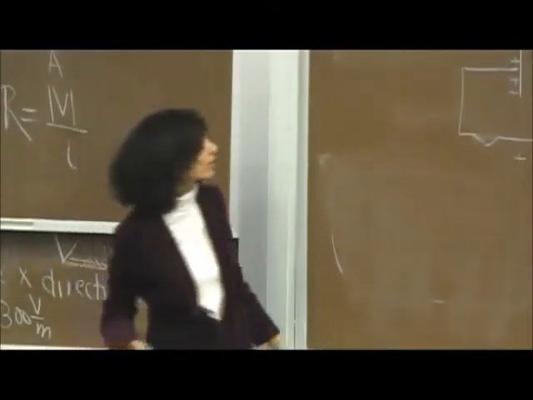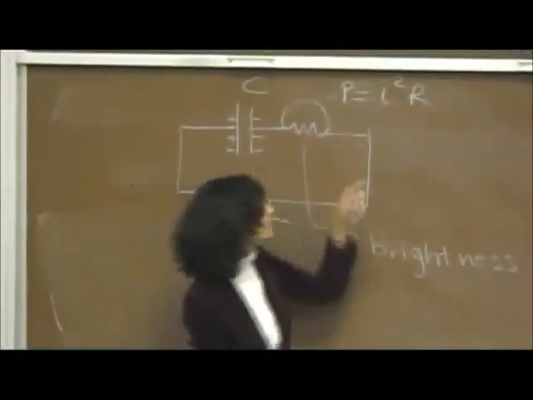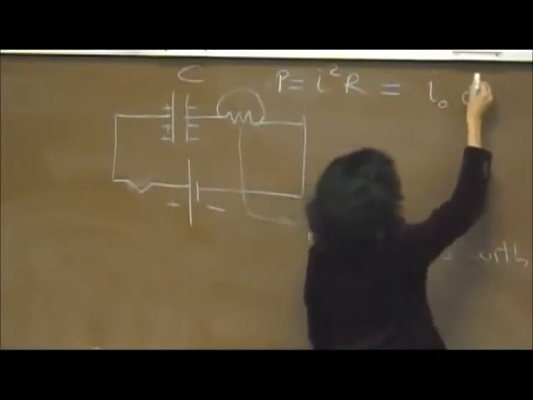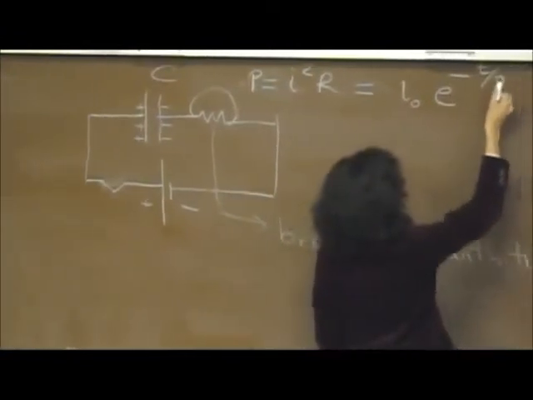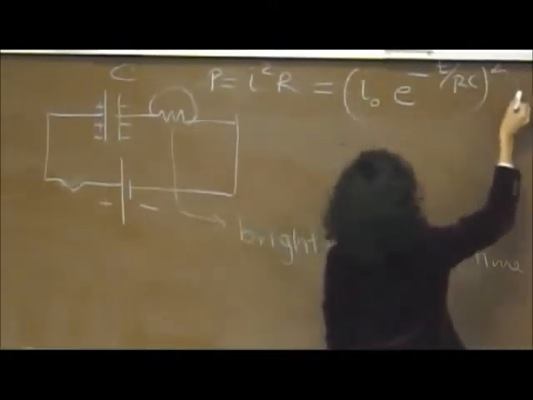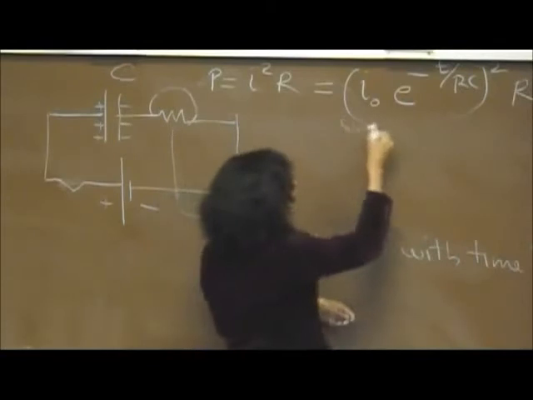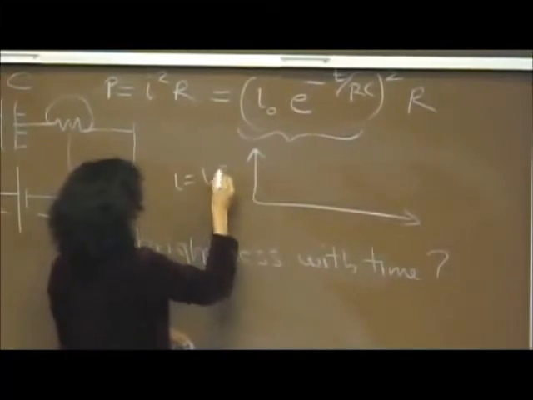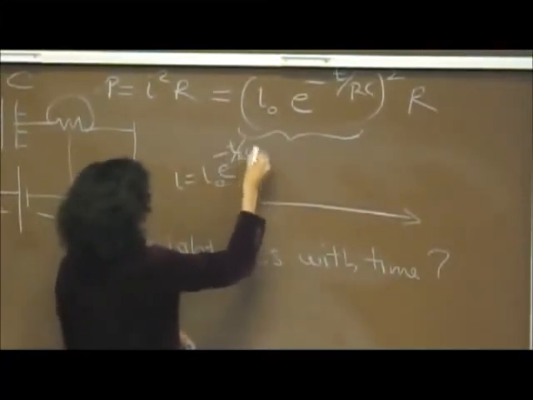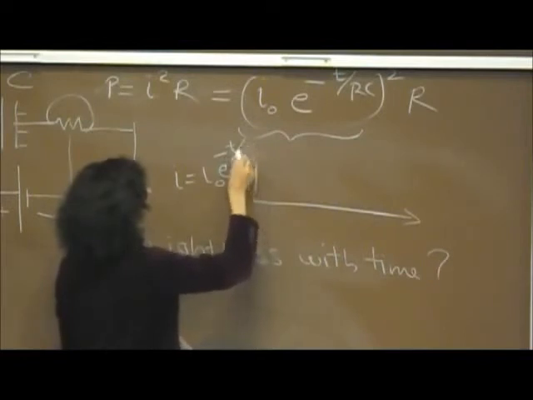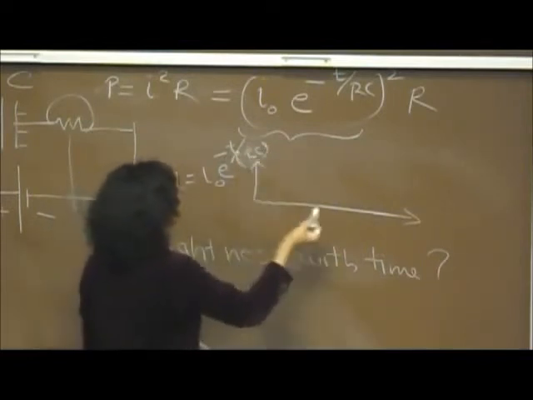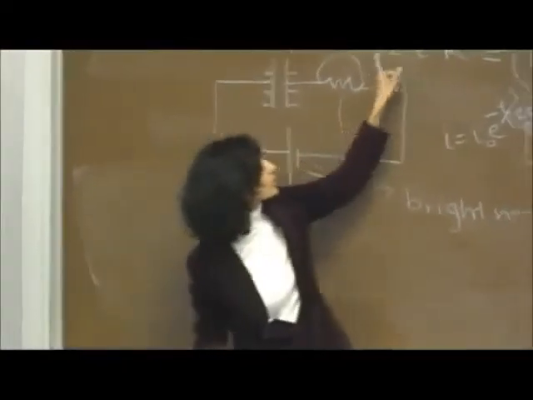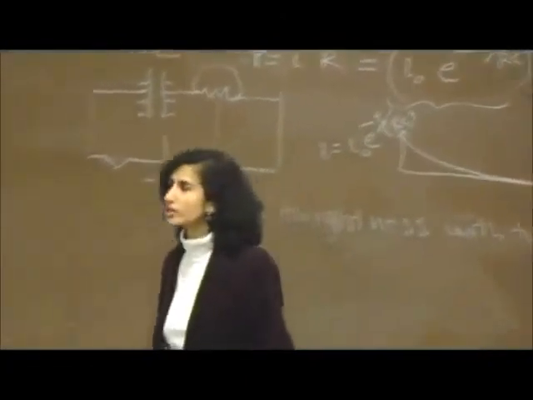If the current falls exponentially, then I is really equal to some I maximum times e to the power minus t over RC. So we can square that and multiply by R. In other words, I as a function of time is I0 e to the power minus t over RC. And basically what we saw is that it fell exponentially like this. So if the current falls exponentially, wouldn't you expect that the power dissipated will fall exponentially also, and so the bulb will not be bright later?